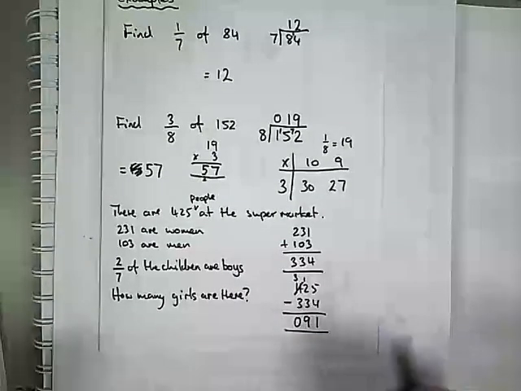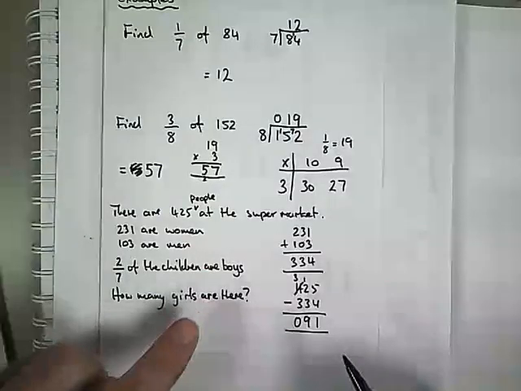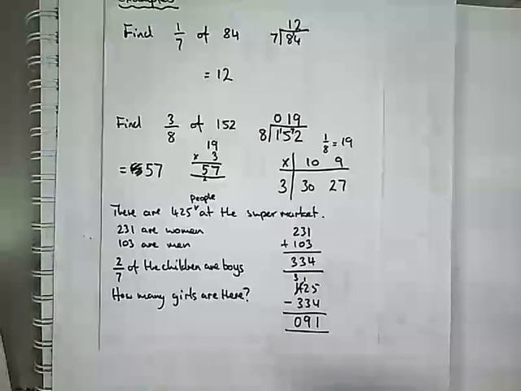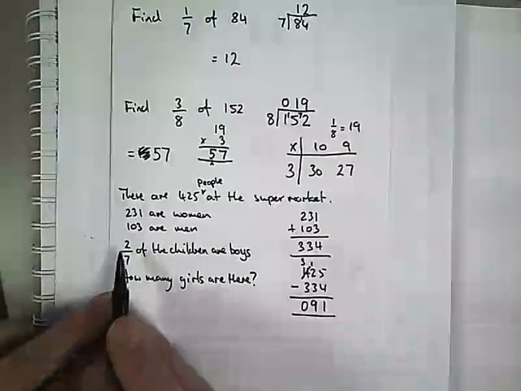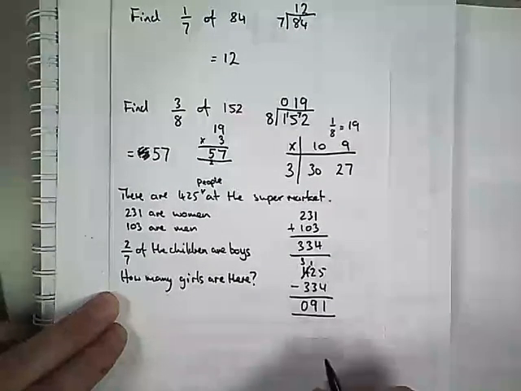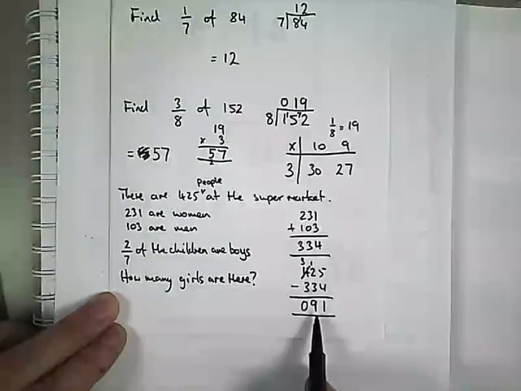I could do it a slightly different way. If I know 2/7 are boys, I know 5/7 are girls, because 2/7 and 5/7 will add up to 7/7, which is the whole amount. But I'm going to do it this way. I'm going to work out 2/7 and then take that away from 91. To work out 2/7 of 91, I divide by 7 and then I times the answer by 2.